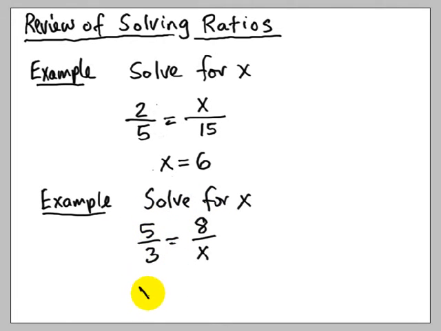So the answer here is going to be 24 divided by 5. And you can leave your answer in a fraction, that's fine. Or if you want to put it to decimal, we can do that too. I'll just use my calculator here. 24 divided by 5, it's 4.8.